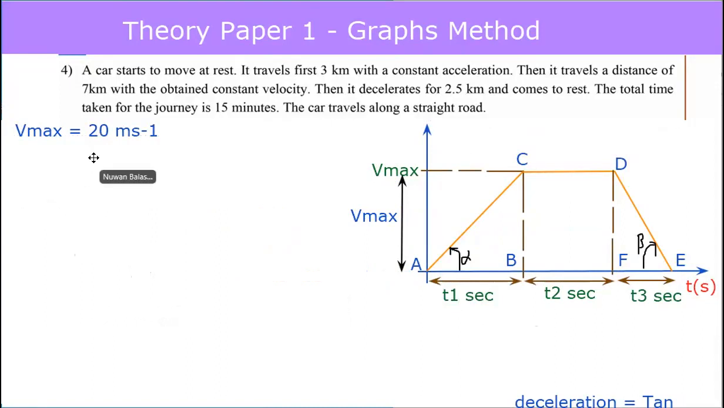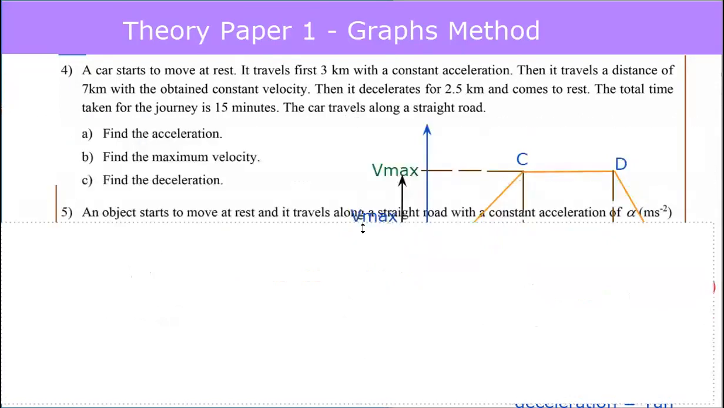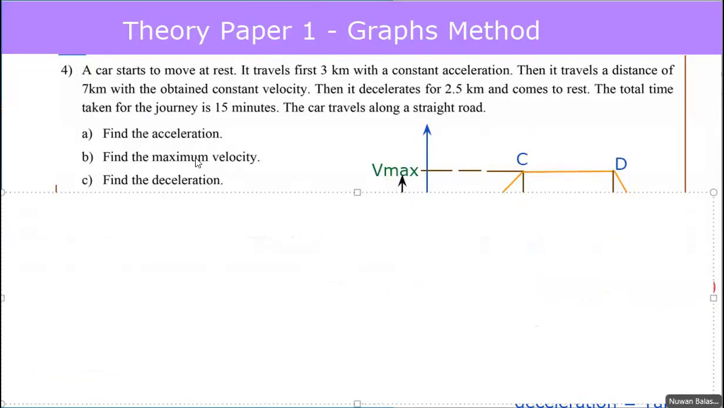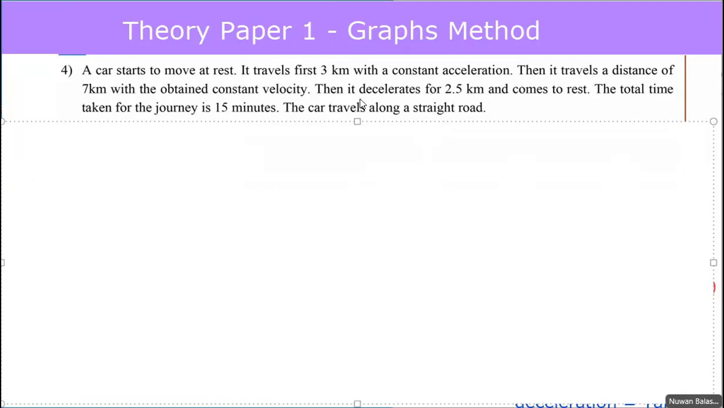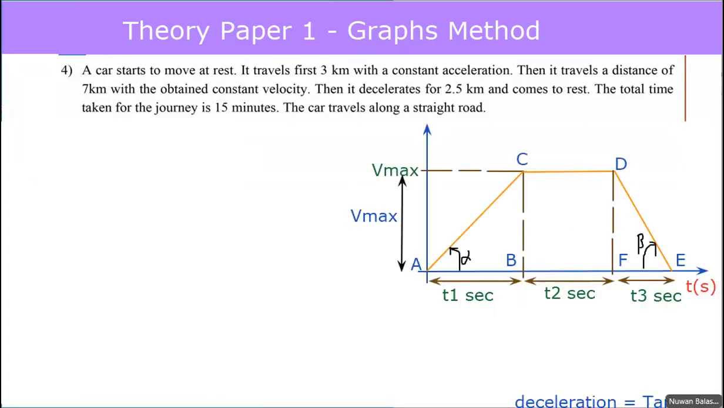Right. So we know T1, T2, T3, we know Vmax. I think they have asked us to find acceleration, maximum velocity, and deceleration. Part A is acceleration, part B is maximum velocity, which we have already found, and deceleration. So how do you find acceleration here? Acceleration is tan alpha.